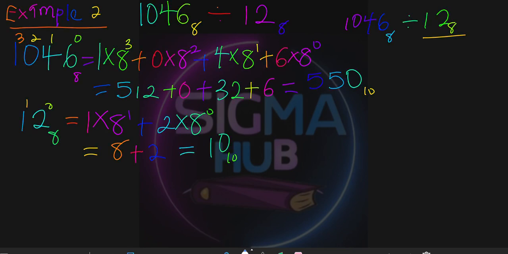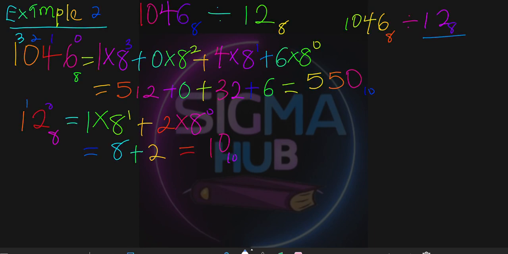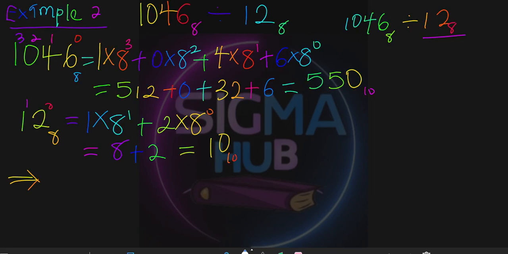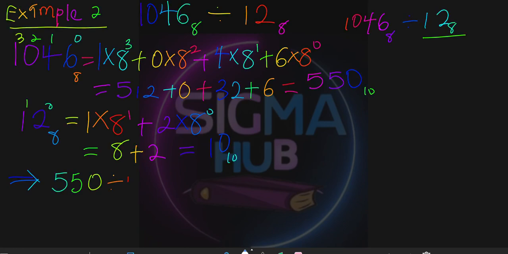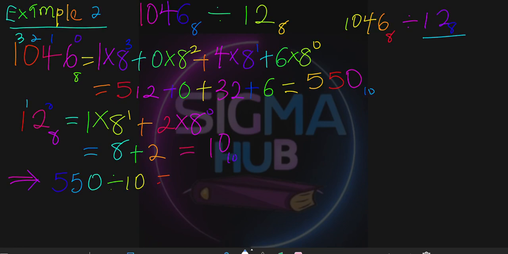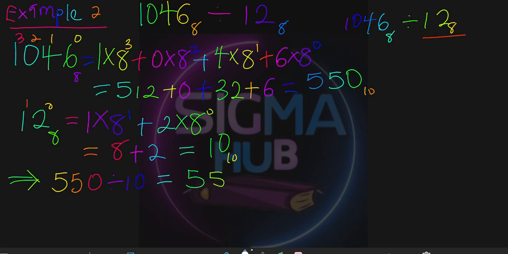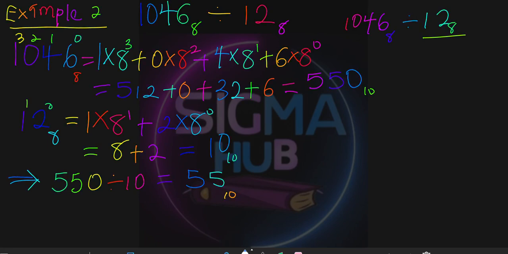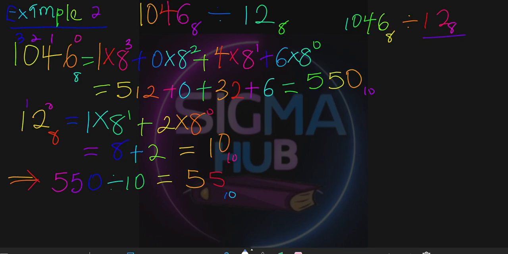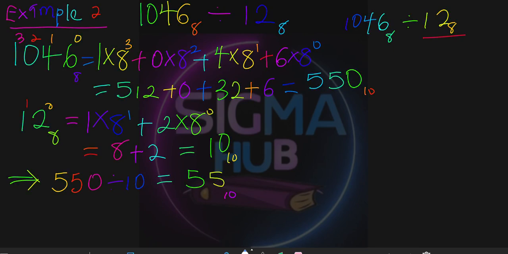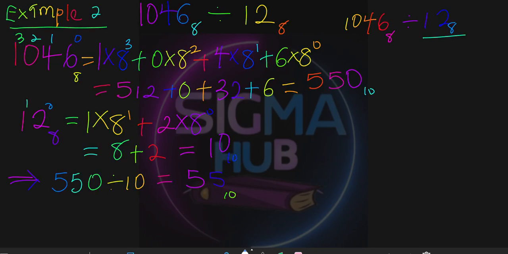Now you can see that it's quite easy. We can easily divide 550 by 10 in base 10. So we have 550 in base 10 divided by 10, which is going to give us 55 in base 10. So all we just need to do is convert this 55 in base 10 back to base 8. And how do we go about that? Converting 55 in base 10 to base 8.